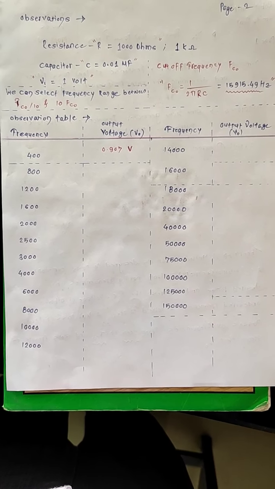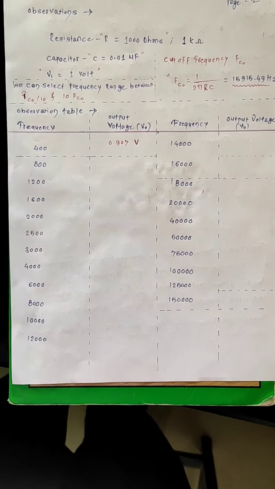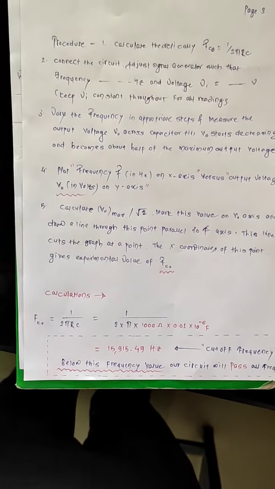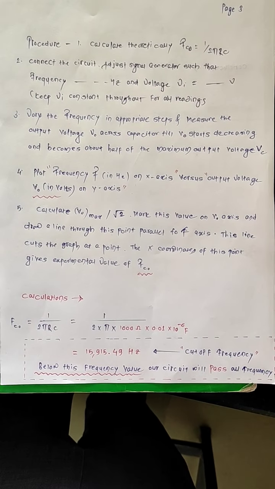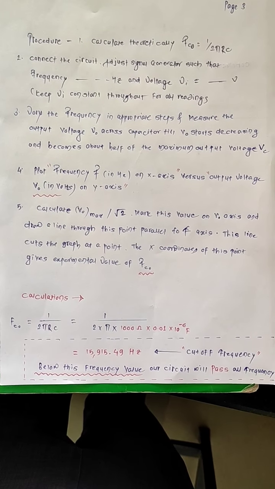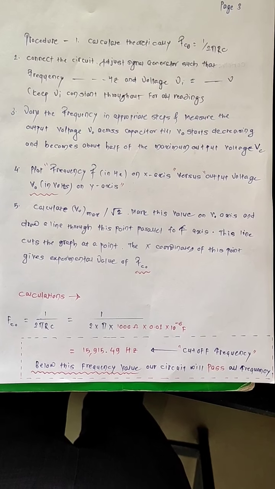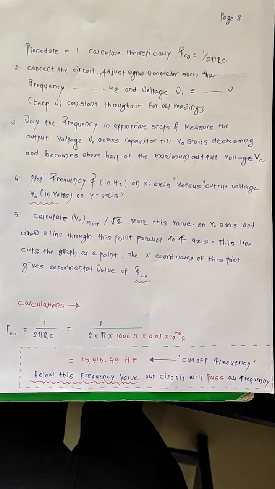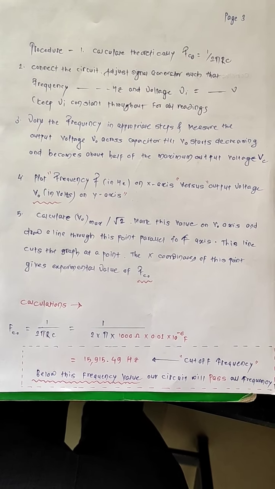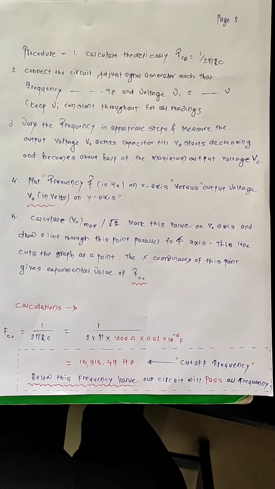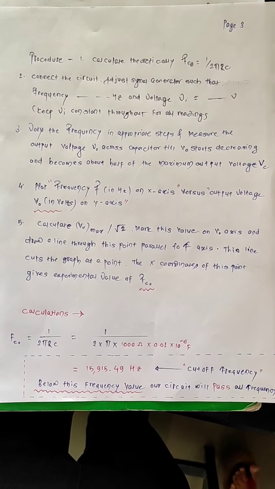So what should be our observation? Our observation should be, as we have mentioned on our procedure page, that we are expecting that below this cutoff frequency value our circuit will pass all the frequencies, and above it the circuit will not pass any of the frequencies. That means it will show a low voltage output on our DMM.